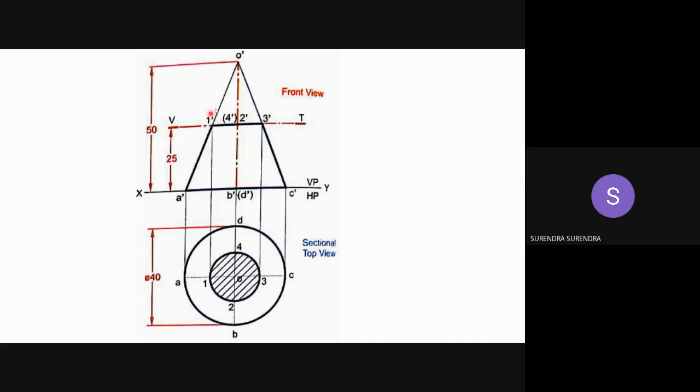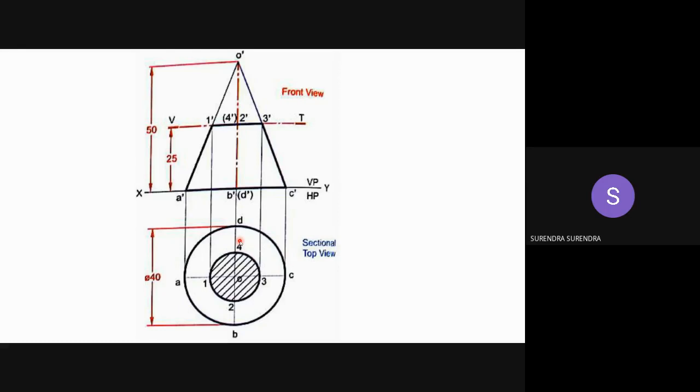As 1 dash is on the AO line, project it up to the AO line. Similarly, 3 dash is on the CO line, project it up to the CO line. Now, for getting 2O and 4O, as it is a cone and the section plane is perpendicular to the base, the sectional view is also a circle.